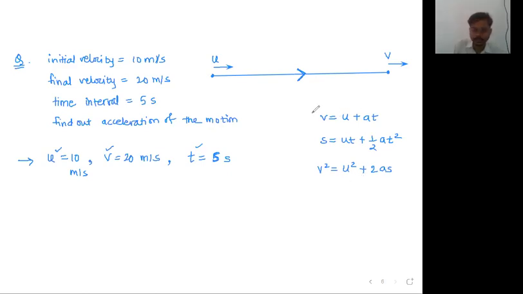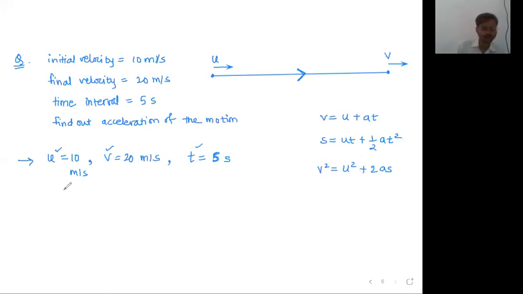In the first equation, displacement s is absent. In the second equation, final velocity v is absent. In the third equation, time interval t is absent.